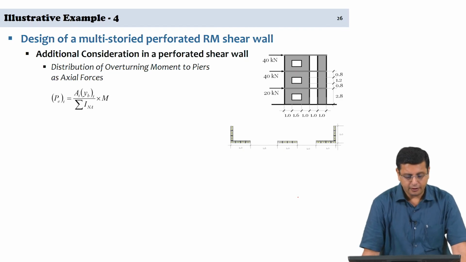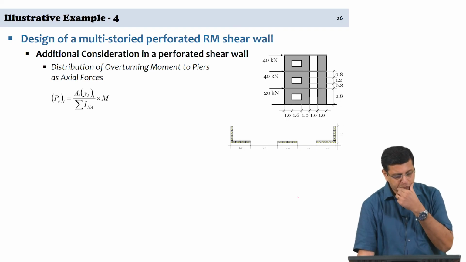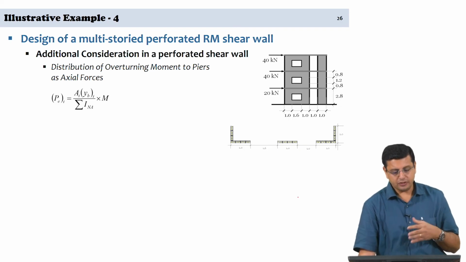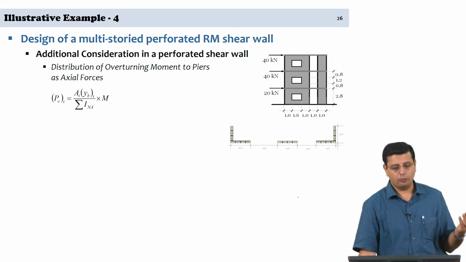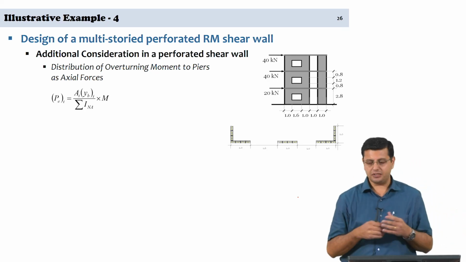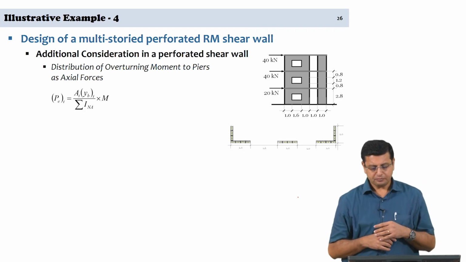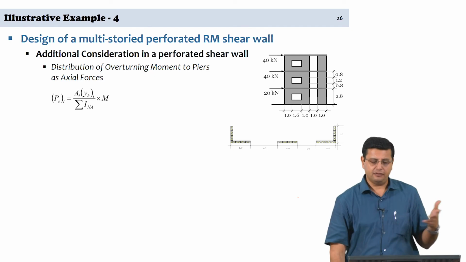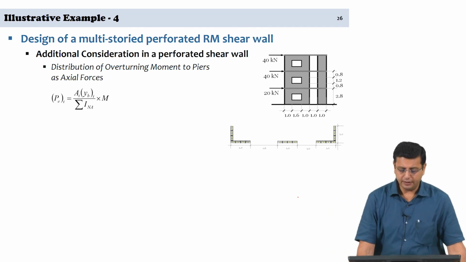Okay. With that, let me talk of one last aspect, which is peculiar to perforated shear walls. In the previous case, we looked at one blank wall which was 4.3 meters in length, and if we were to consider that to be a multi-storied structure, you would have the shear wall design carried out in a very similar manner as you saw in illustrative example 3.